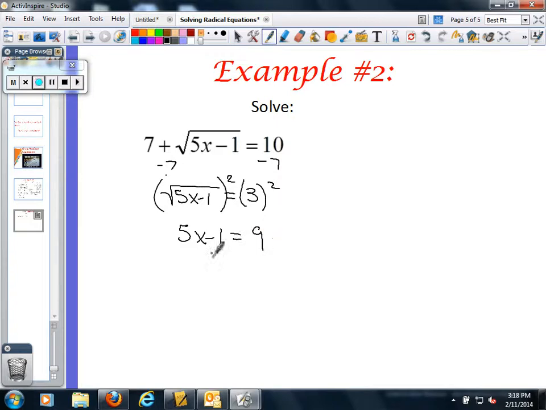And now you solve for x. So I'm going to add 1. I get 5x equals 10. Divide by 5. And I get x equals 2.